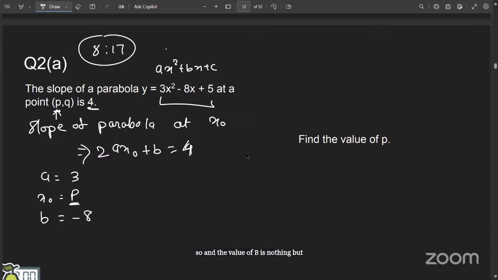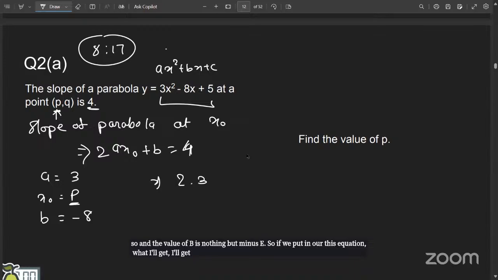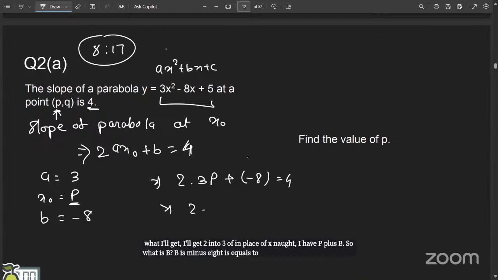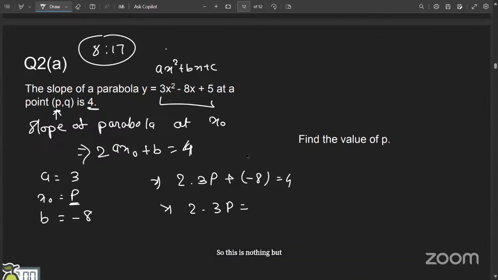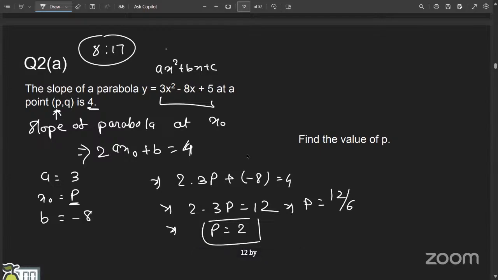So if we put it in our equation, I get 2 into 3, in place of x naught I have p, plus b. B is -8, equals 4. So this is 2 into 3p equals 12, which means p is 12 by 6. So p is equal to 2. Correct? Let's go to the next question.